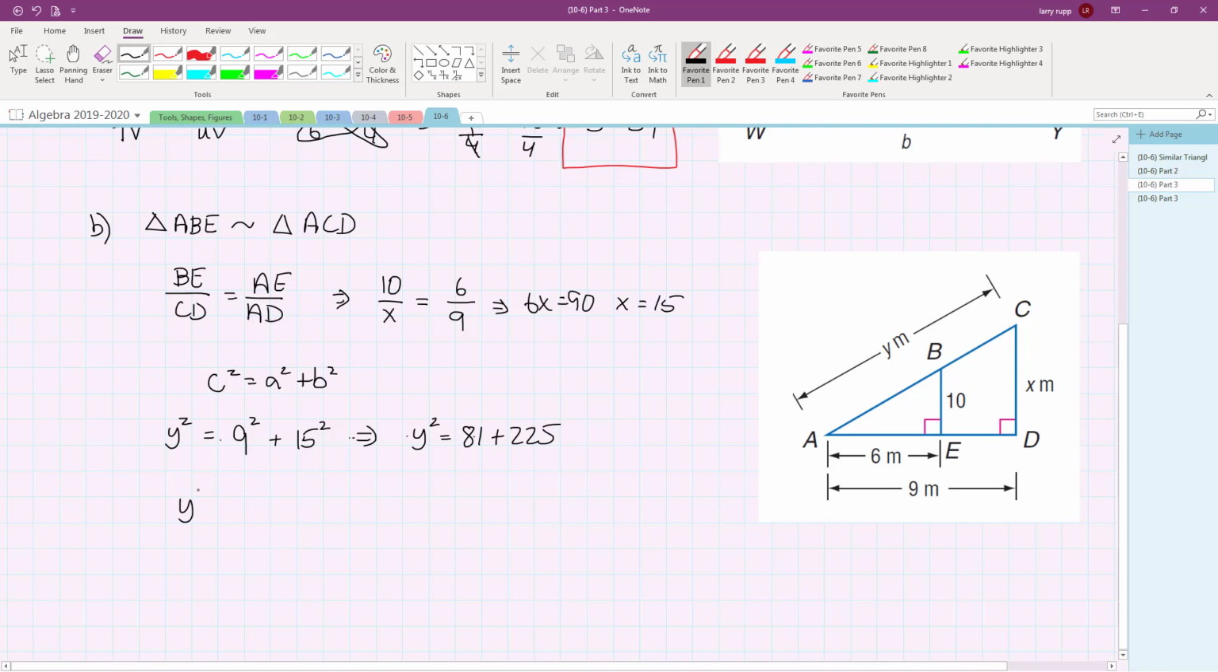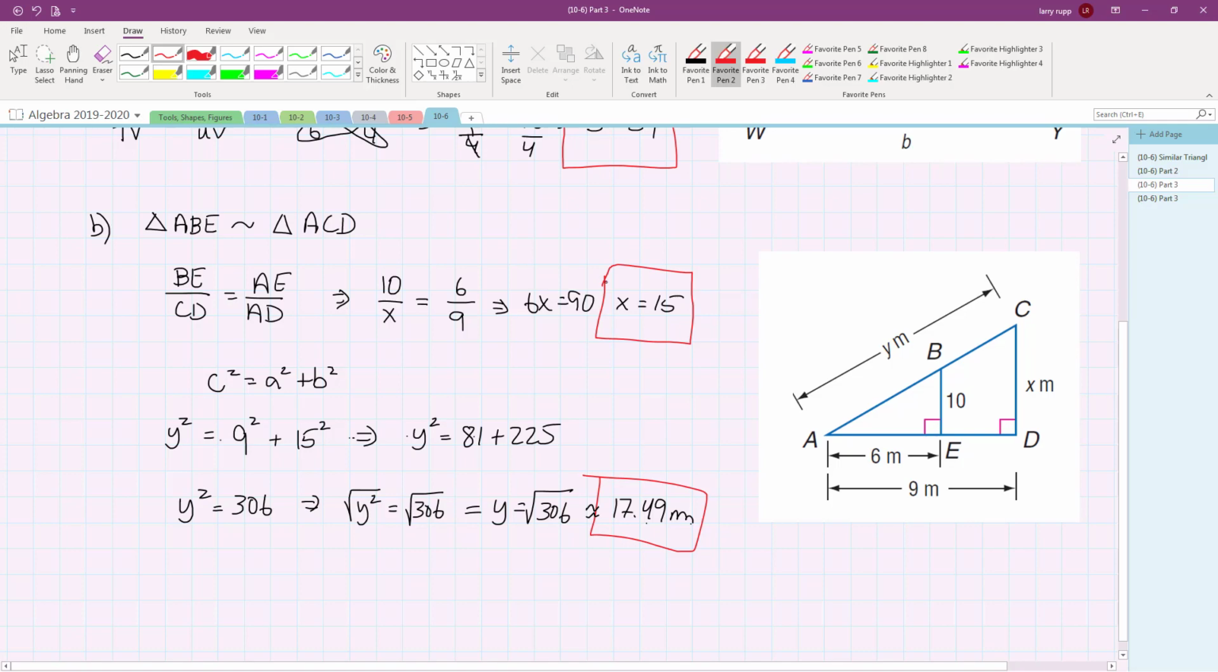Then over here we have y squared is equal to 306. We take the square root of both sides. The square root of y squared is equal to the square root of 306. Therefore, y is equal to the square root of 306, or roughly 17.49 meters. These are the two missing measures that we needed to solve.